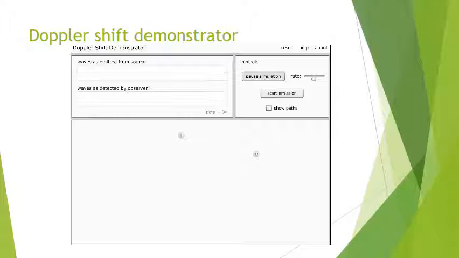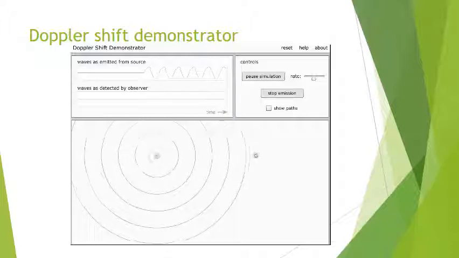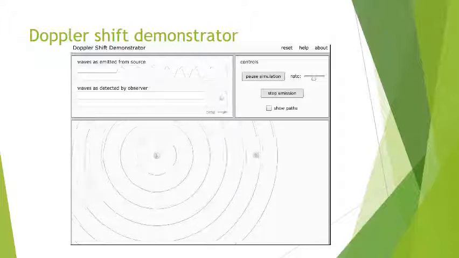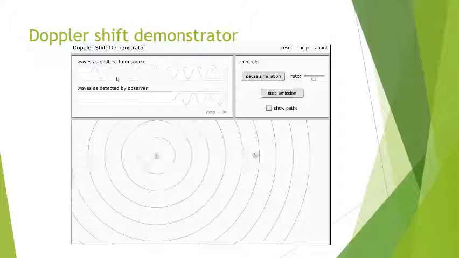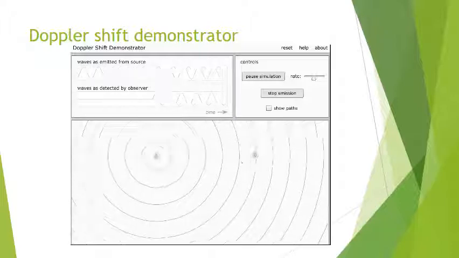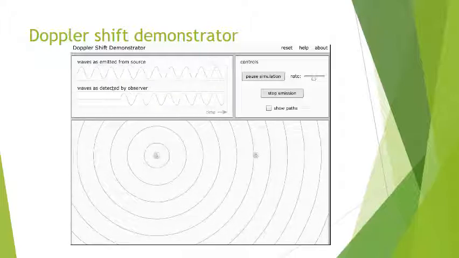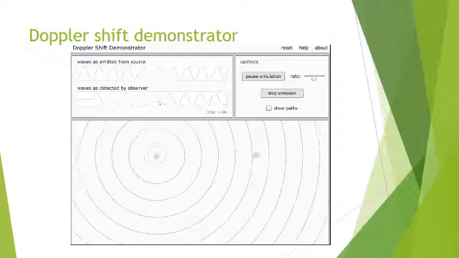Okay, so here's a way of demonstrating the Doppler shift. We have a source labeled S, and we have an observer. I'm going to spread them apart a little bit here, and now the source is going to be emitting a wave. Notice my source has started to emit a wave, and that wave is now traveling to my observer. We can see the wavelength of the wave that's received by the observer. You'll notice that in this case, when the source is stationary with respect to the observer, the wave detected by the observer is the same wavelength and therefore the same frequency.